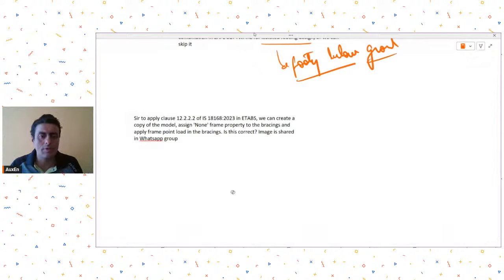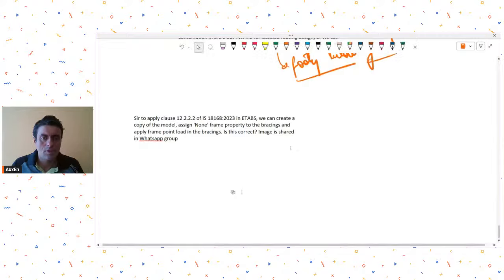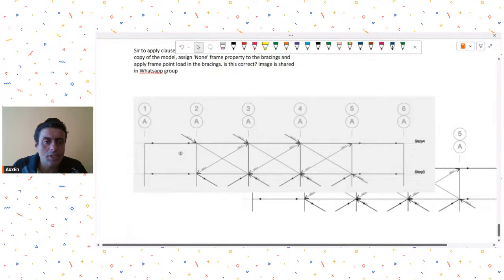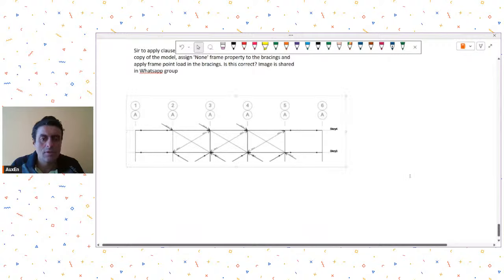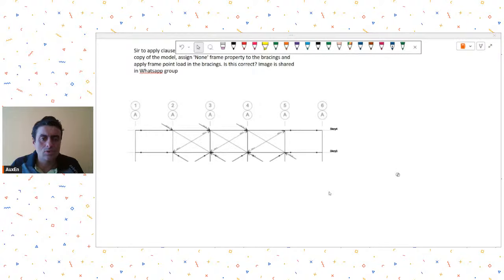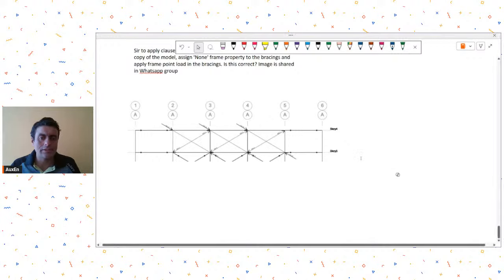Where is WhatsApp? Wait a minute. So this is the image of the model that he has shared, and then he has also shared the screenshot of the codal provision. So he's talking about how to carry out the expected strength analysis for the SCBFs.